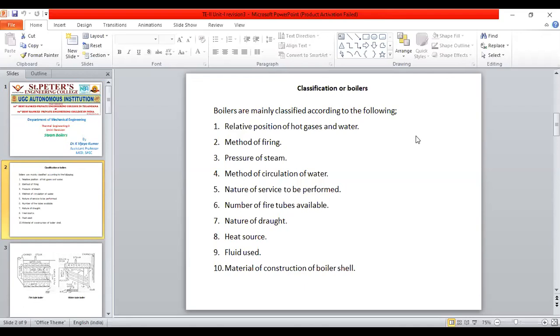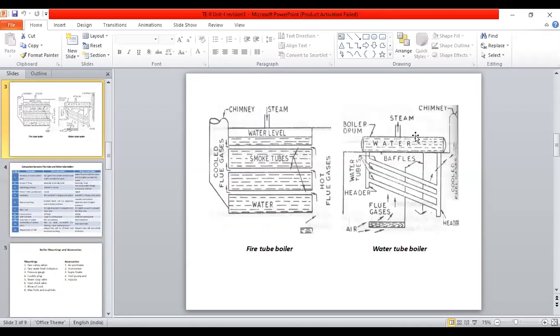The first one is relative position of hot gases and water. The examples are fire tube boilers and water tube boilers. The main differences between the water tube boilers and fire tube boilers: the left side figure shows the fire tube boiler arrangement, and the right side is the water tube boiler arrangement. The main difference is that in a fire tube boiler, fire is passed through the tubes and water surrounds the tubes.